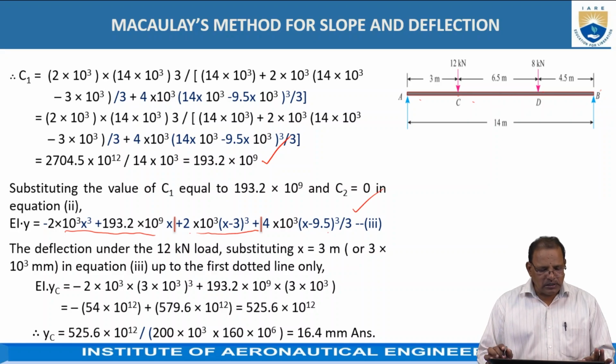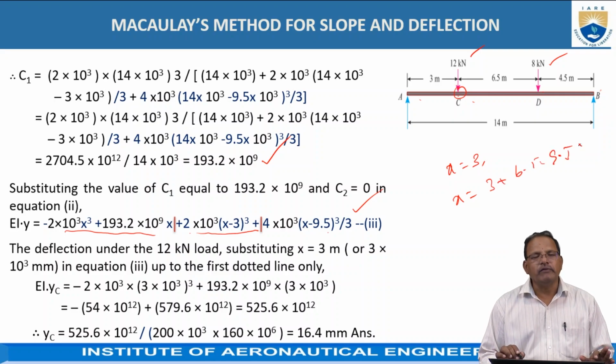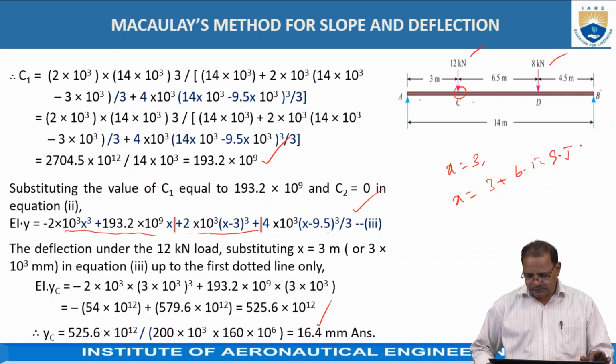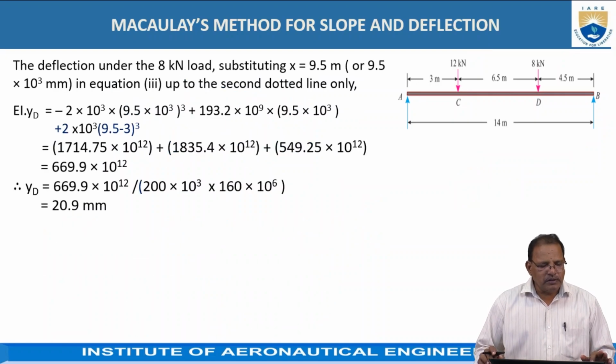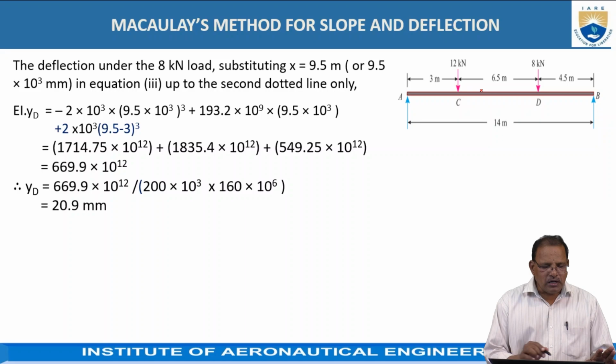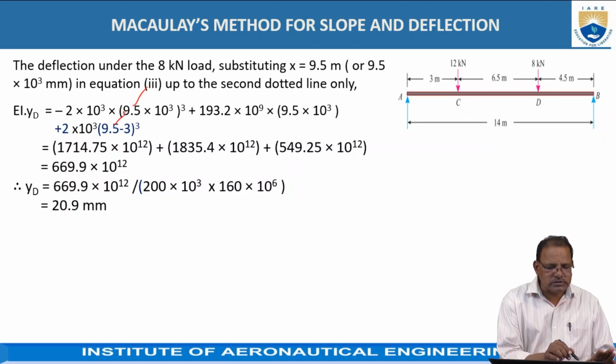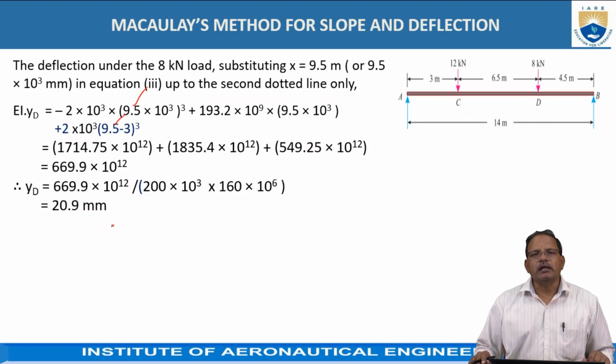The deflection we require under load C, that is under W equal to 12 kilonewtons, as well as under the 8 kilonewtons. That is x is equal to 3 for one condition, and x is equal to 3 plus 6.5, which is 9.5, we require now. When you put x is equal to 3, we get the deflection equal to 16.4 mm. Similarly, at point D, x is equal to 3 plus 6.5 equal to 9.5. On substituting x is equal to 9.5 in these equations, we got yD is equal to 20.9 mm.